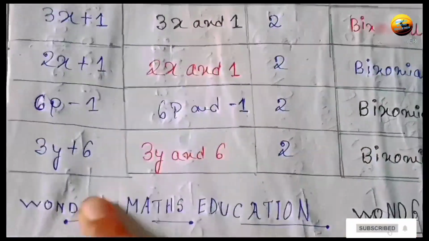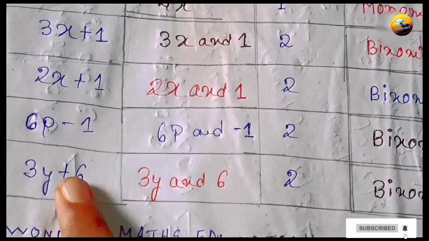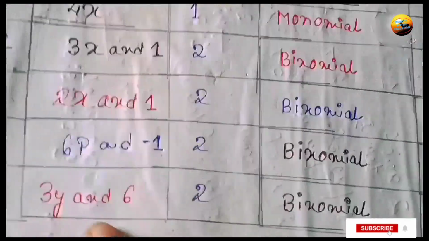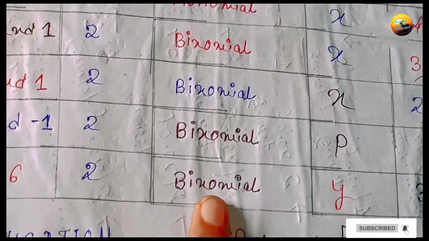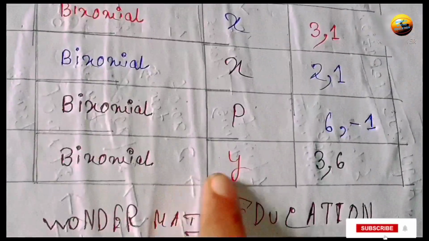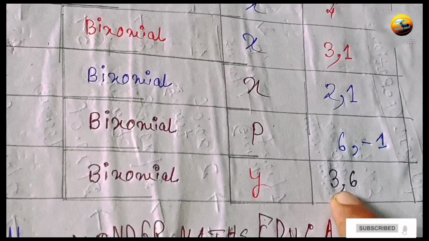Okay, now the fifth one comes: 3y plus 6. Here the terms are 3y and 6, because it's the positive symbol, so only 3y and 6. The number of terms here is 2, so I have written 2, and the type of algebraic expression is binomial. And the variable is y only, because 3y is the only variable here, 6 has no variable, and the constant part is 3 and 6.